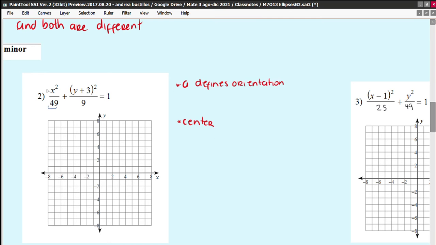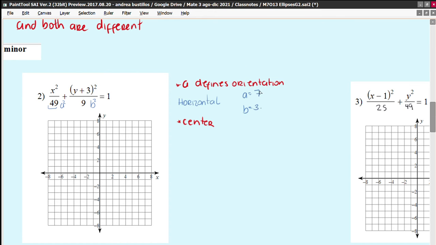In this exercise, the bigger number accompanies the variable x, meaning that the orientation for this ellipse is going to be horizontal. And thus, because you know that a is always the bigger number, you know that the value of a is the square root of this number. So a equals 7. Thus, if this is a squared, this is going to be b squared, meaning that b is 3.